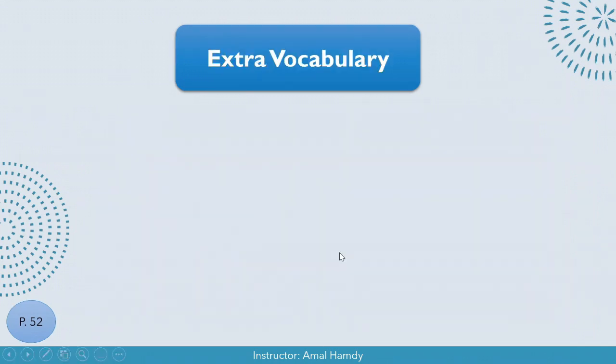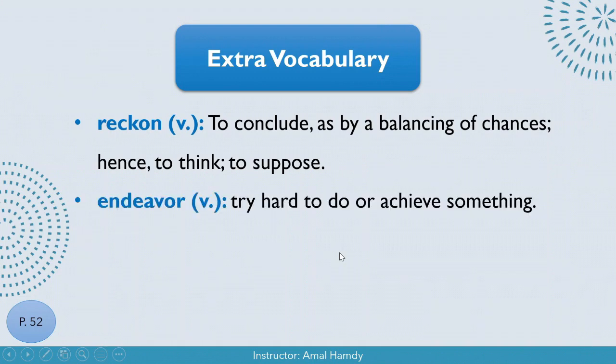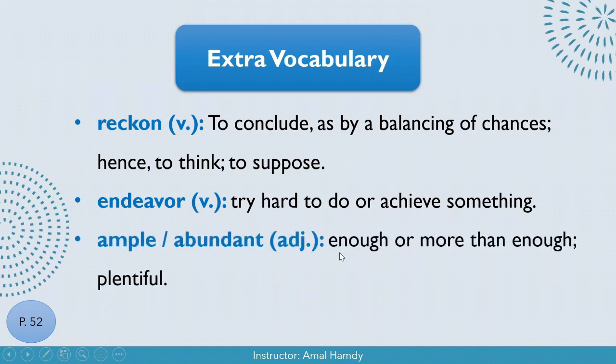So I added this slide for some extra vocabulary. We have reckon, which means to conclude as by a balancing of chances, hence to think or to suppose. Endeavor, which is to try hard to do or achieve something, and it's also a noun. And lastly, ample or abundant, it's an adjective and it means enough or more than enough or plentiful.